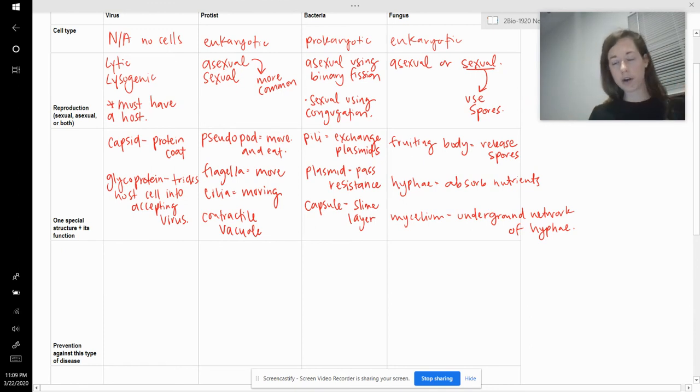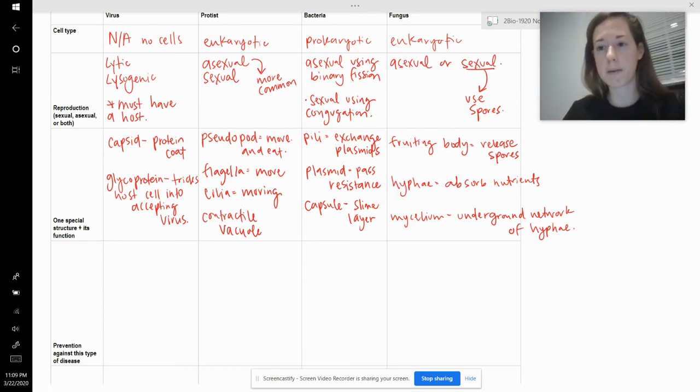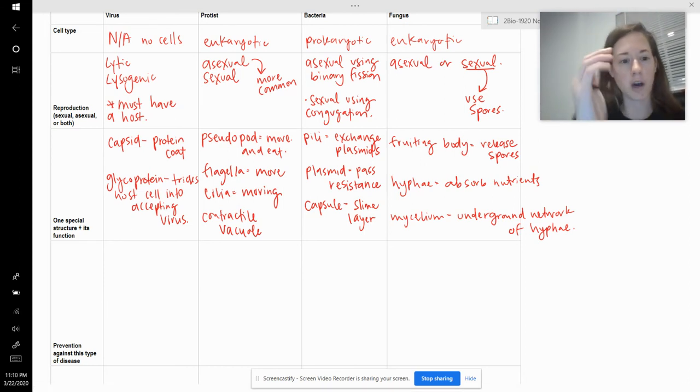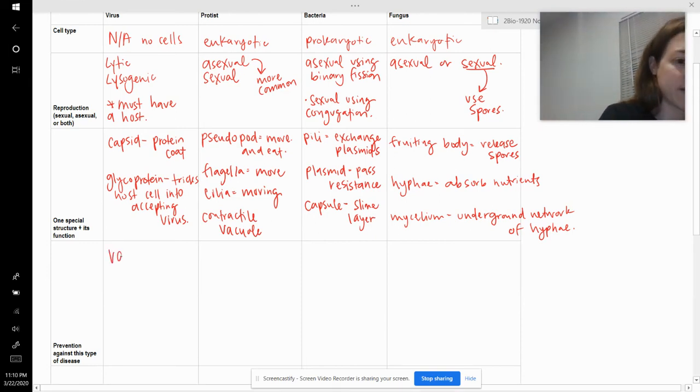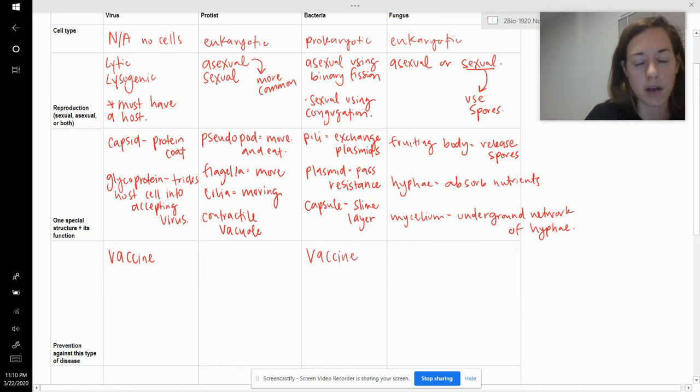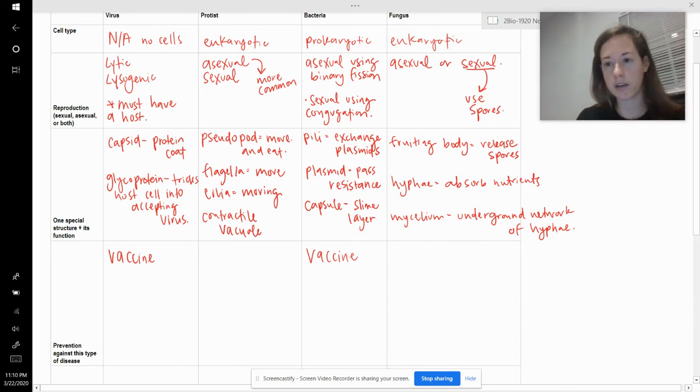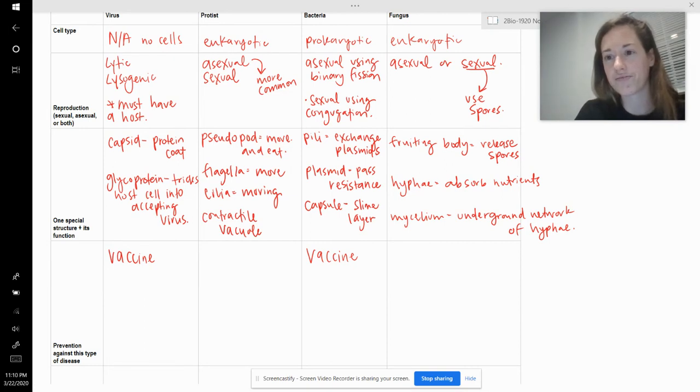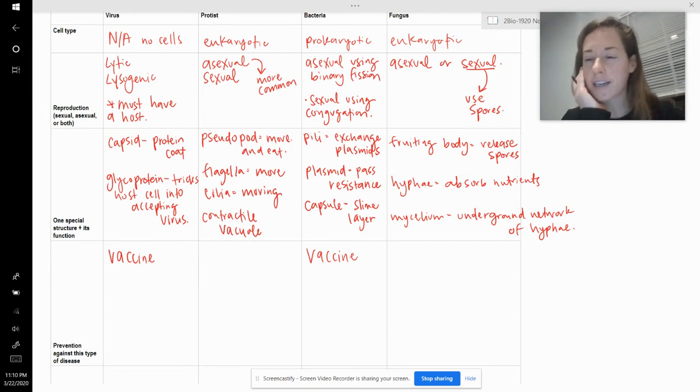Okay, so if you're going to prevent against these types of diseases, prevention is what you do before you get sick to keep yourself from getting sick. So for a virus, the main one is a vaccine. And that's also true about bacteria. A vaccine is a medication. Well, not really medication. The vaccine is usually a shot that you get. It could be a pill, like for malaria.